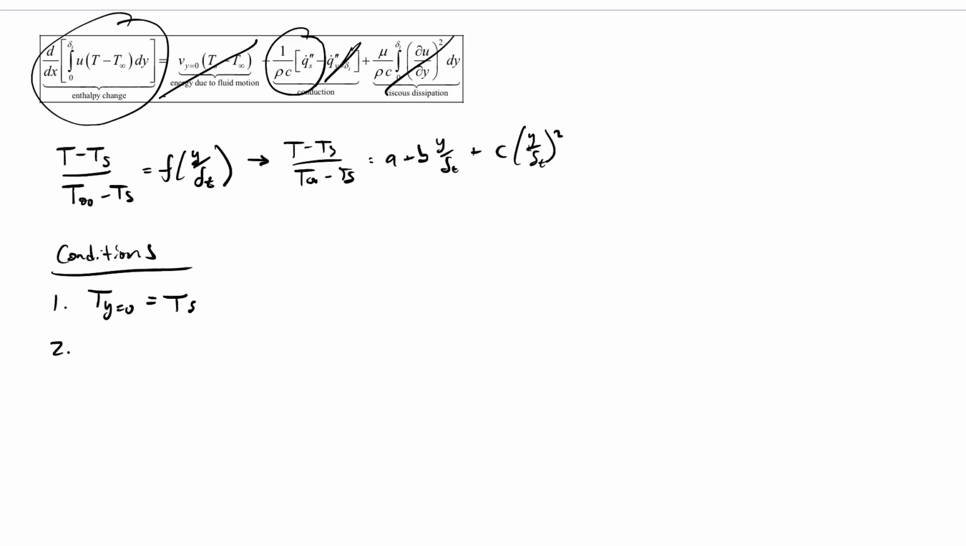Our second condition is that at the edge of the boundary layer, we want the temperature to be equal to the free stream temperature. So we would say T at y equals delta T is equal to T infinity.